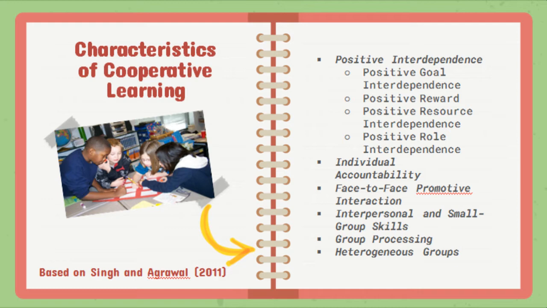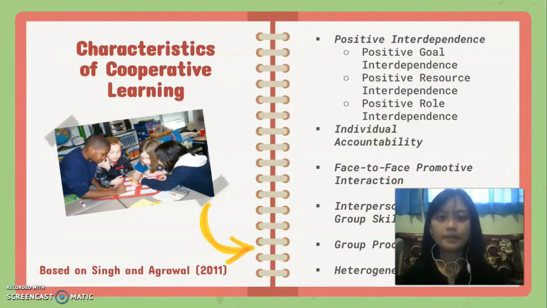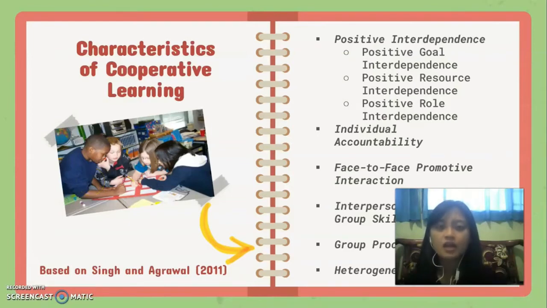In cooperative learning, heterogeneous groups are appropriate and relatively small. The size that can be applied is usually 4 to 5 students, consisting of male and female students and students with different ability levels. That's all about the characteristics of cooperative learning. So for the next, I will present about the objective of cooperative learning.